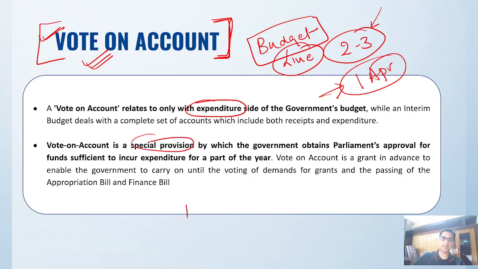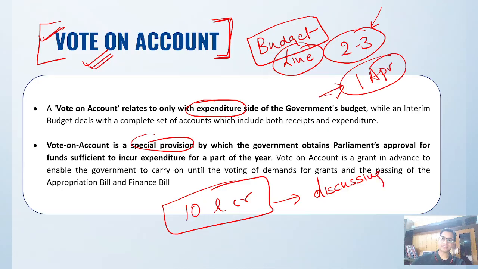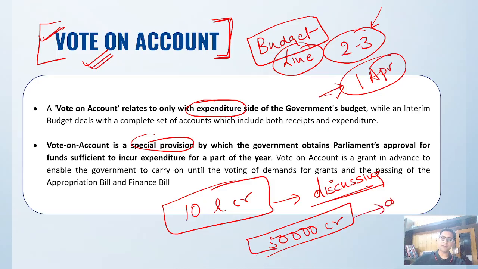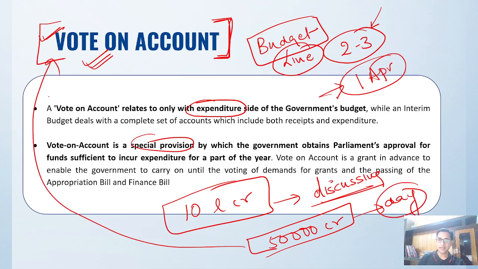That means I said, okay, I want 10 lakh crore rupees from the budget. But parliament is still discussing that. Parliament said that, okay, we will be providing you with 50,000 crore rupees for your day-to-day functioning till we pass the budget. So that is called vote on account. Government will give you like a pocket money. You can call vote on account like pocket money to keep in your pocket until your whole salary is given to you.